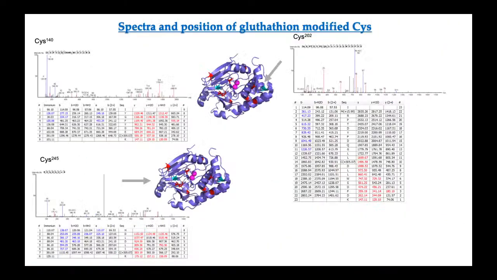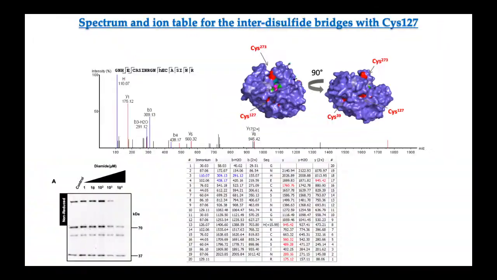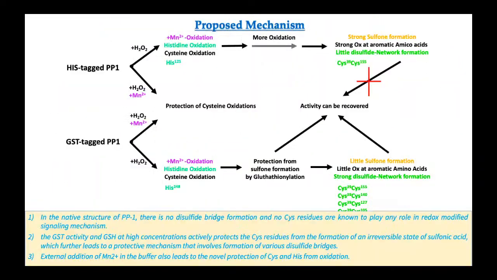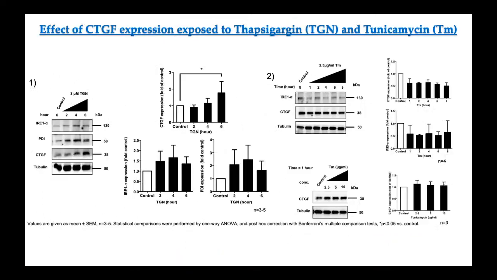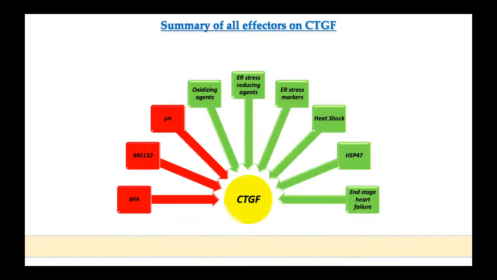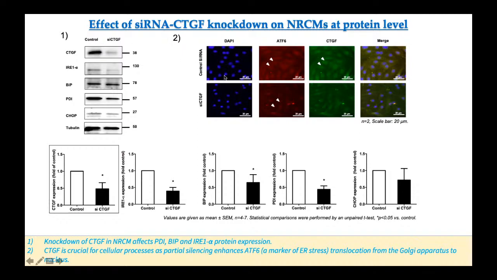So this was my PhD work. I want to show you these things. These figures that you're seeing here are neonatal rat cardiomyocytes. I did a siRNA transfection in order to knock down the effect of one protein called CTGF. Here we are seeing control, and here we are seeing CTGF knockdown. I've added a fluorescence dye, DAPI, which is used to fluorescently label your nucleus. And ATF6 is a protein used as an ER stress marker.